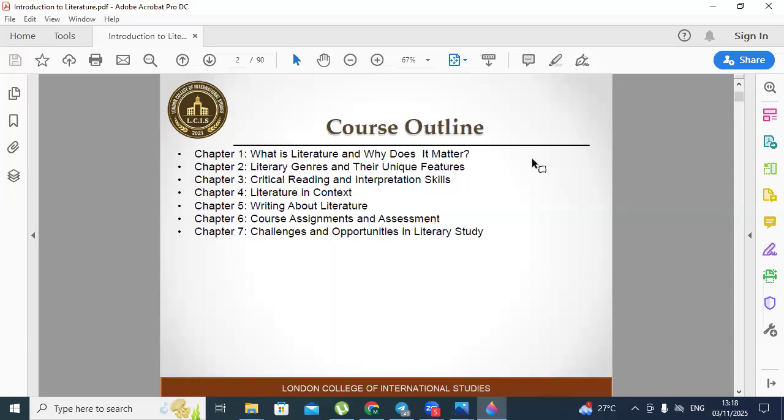Chapter 5 covers writing about literature, helping you articulate your interpretations clearly and persuasively. Chapter 6 details course assignments and assessment, clarifying expectations and evaluation criteria. Finally, Chapter 7 addresses challenges and opportunities in literary study, providing strategies for success and growth.